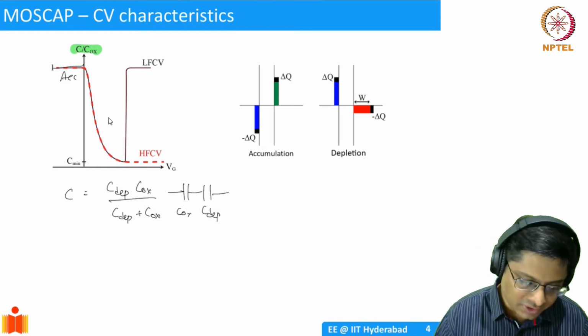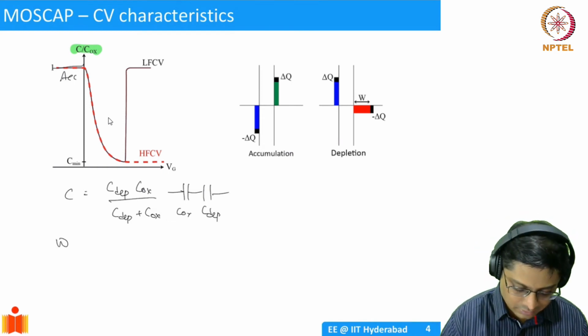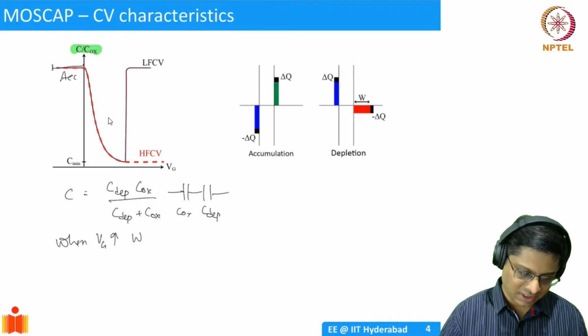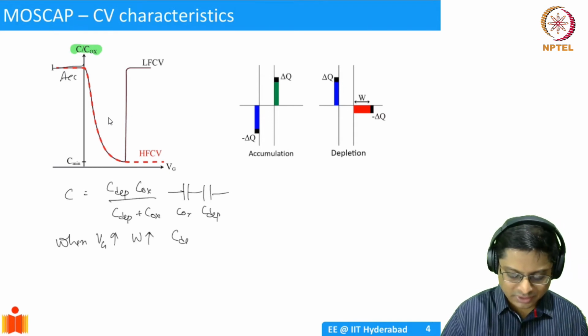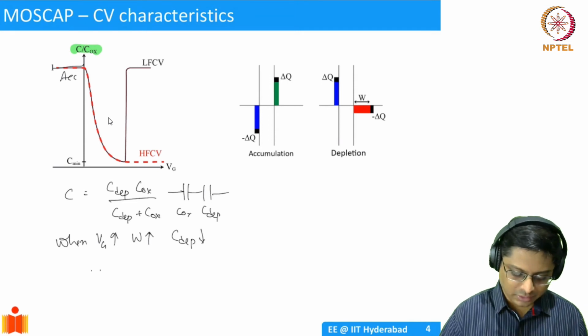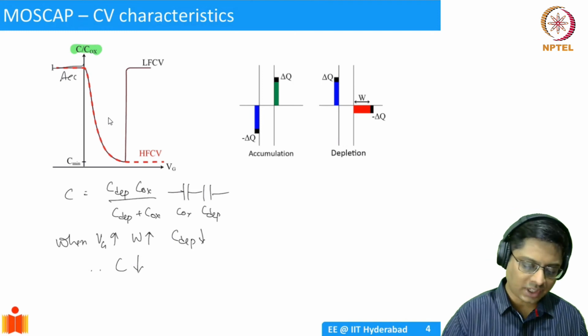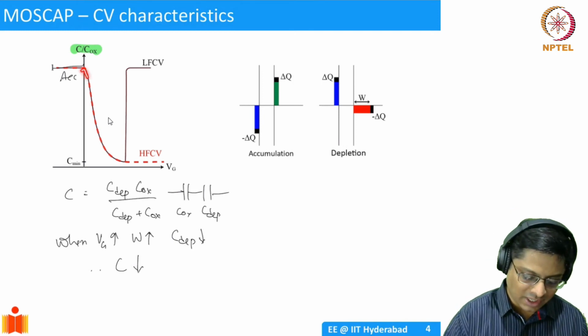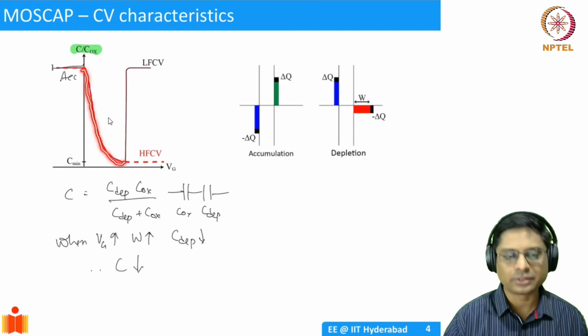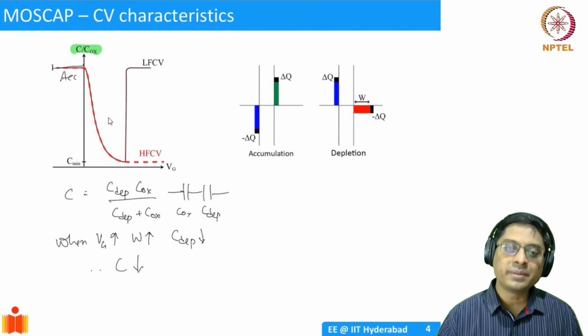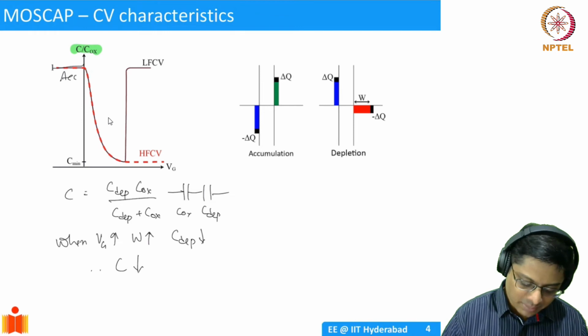And your C depletion is reducing, right? When Vg increases, W increases, so C depletion decreases, therefore C decreases. Okay. So that's why as you go into depletion, there's a gradual change in the capacitance. The capacitance falls. Now, what is the minimum value? Well, the minimum C min.